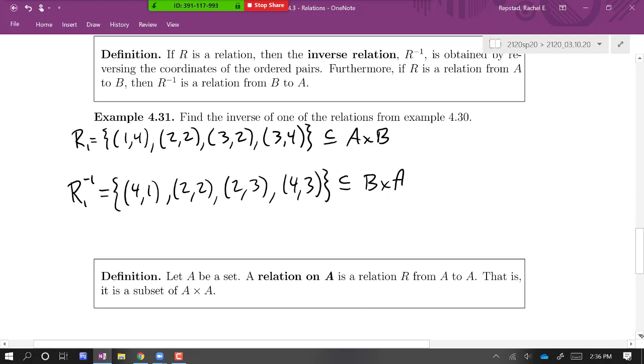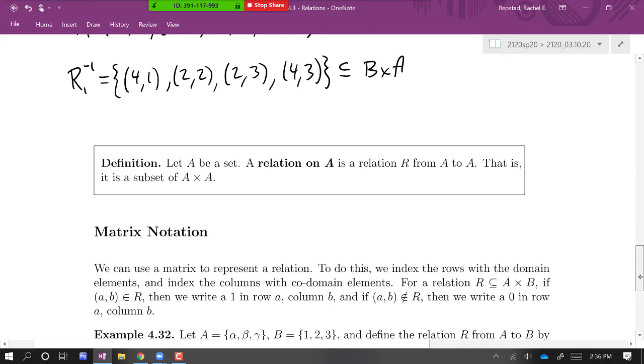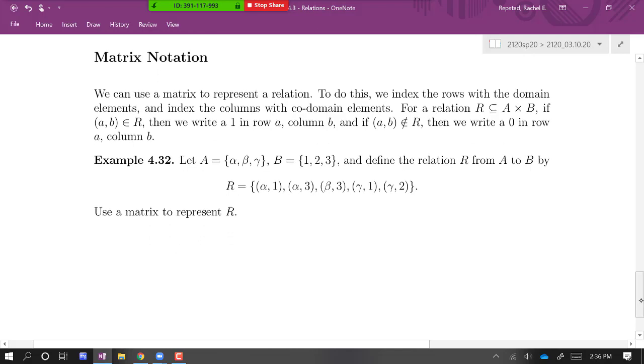So we've been talking about a relation from A to B. When you see the words a relation on A, that always means a relation from A to itself. So it's a subset of A cross A. And then it can be convenient to use matrix notation to denote a relation. So suppose we have a couple of sets. A consists of the elements alpha, beta, gamma, and B consists of the integers 1, 2, 3, and we're defining the relation by those ordered pairs.